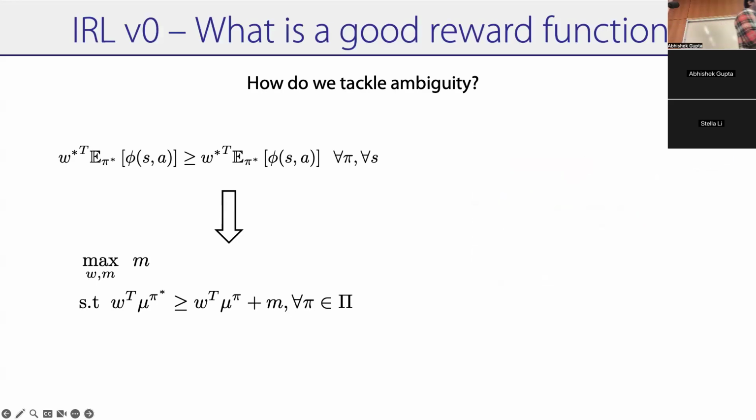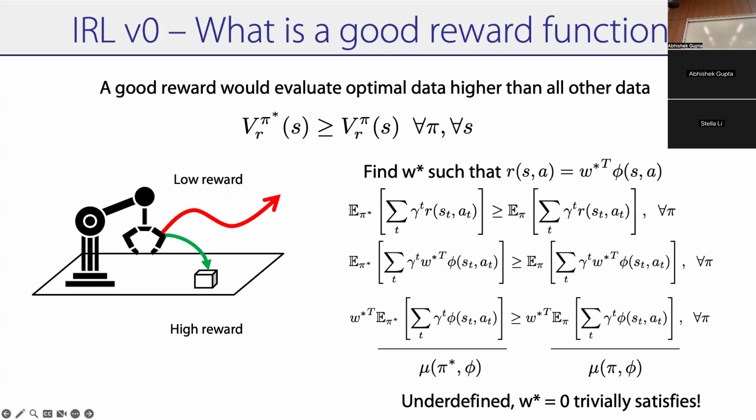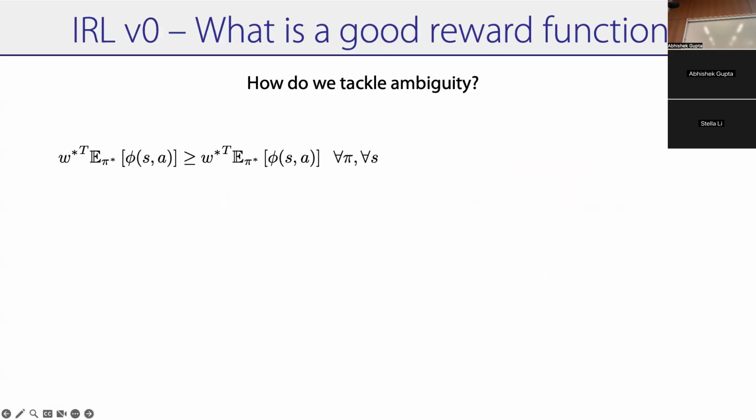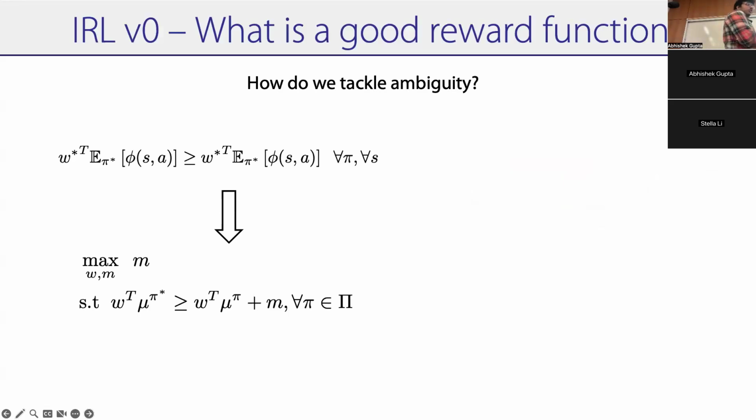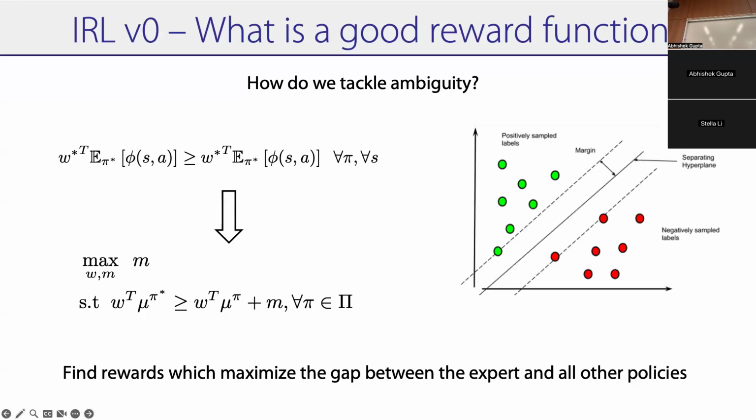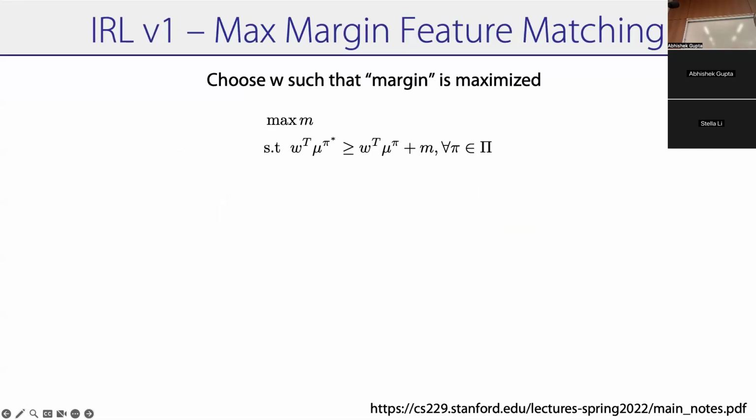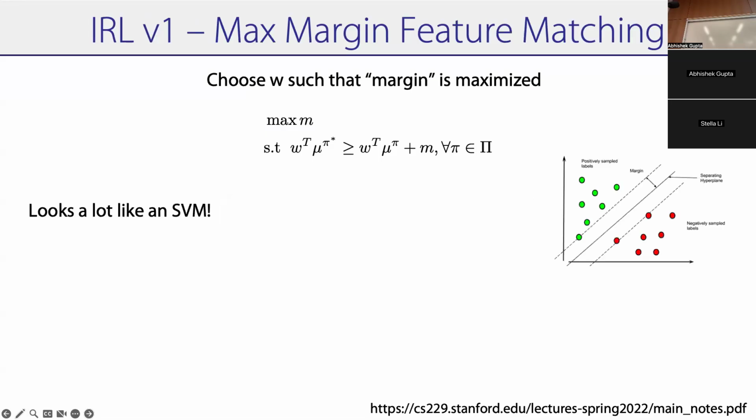Okay, so we said that inverse RL says the value under your expert is better than the value for all other policies. We said there's an ambiguity problem. Instead of just solving this constraint, we're going to add a max margin version. So we're going to maximize the margin such that the expert is scored better than all the other policies, and you're going to try and find the solution for both M and W star, or W here. Looks a lot like an SVM.